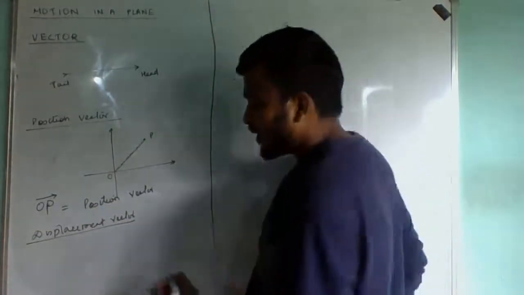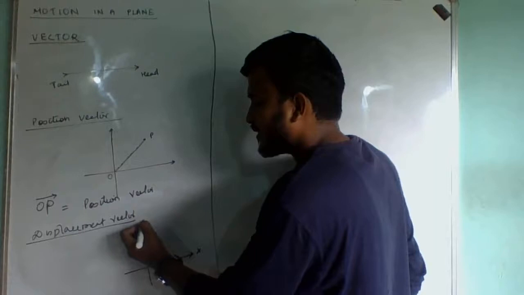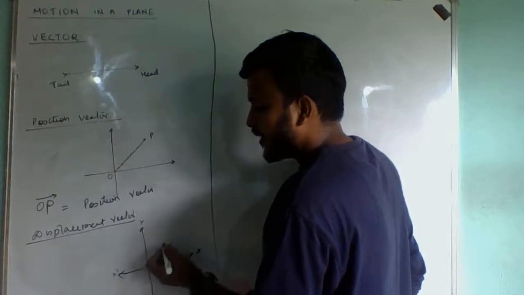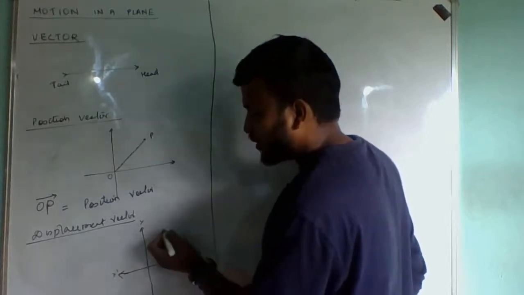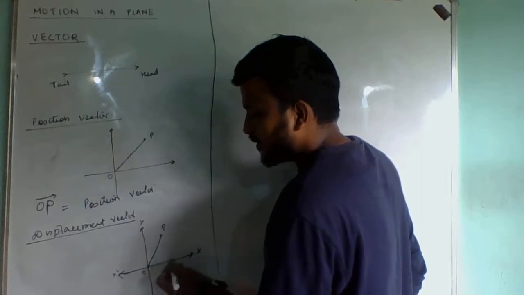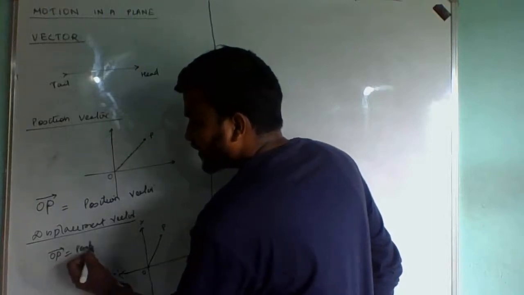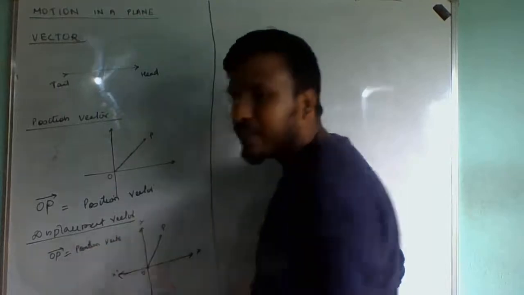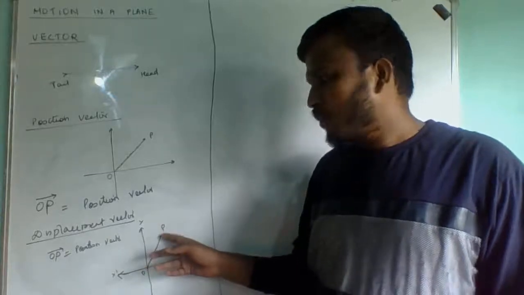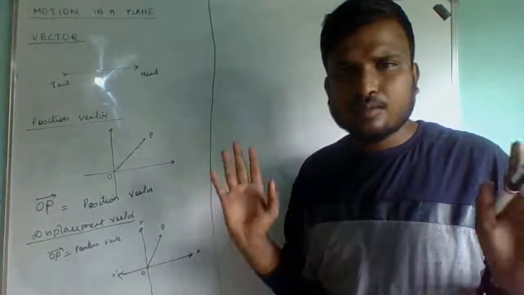Displacement vector. Now let us again consider a Cartesian plane, x-axis and this is y-axis. Along this it will be x prime, along this it will be y prime. So if I take a point here, suppose the point name is P, and this point has some distance from the origin. So what will this OP vector be called? OP vector will be called position vector. Why is it called position vector? Because it tells us the position of the point P from the origin. Position of the point P with respect to origin, that is why it is called position vector.